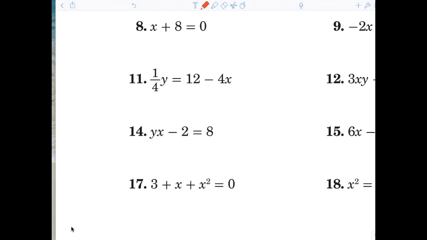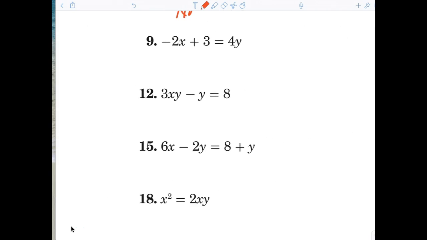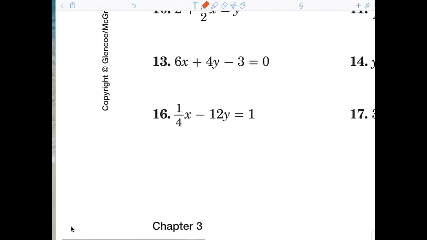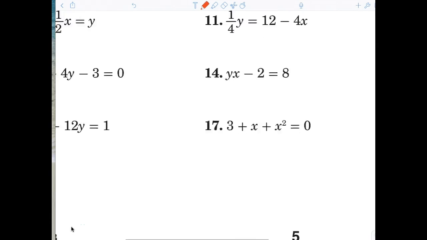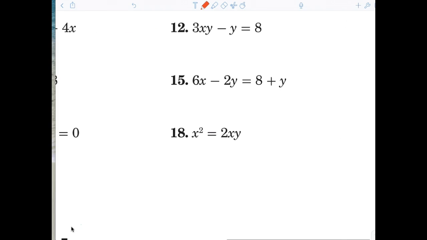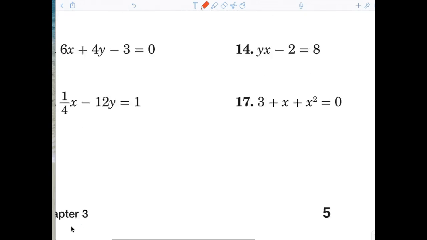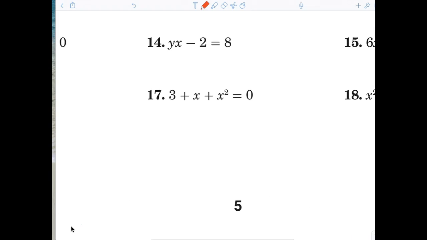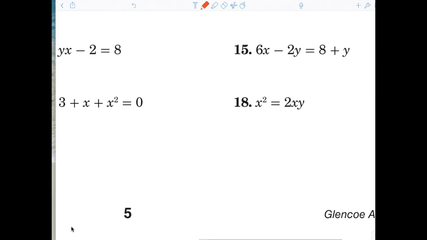11. Definitely yes. 12. Definitely no. 13. 14. No. 15. Yes. Very good. 16. 17. No. 18. Definitely no. All right, so I think you got the hang of it. All right, that's relatively easy.